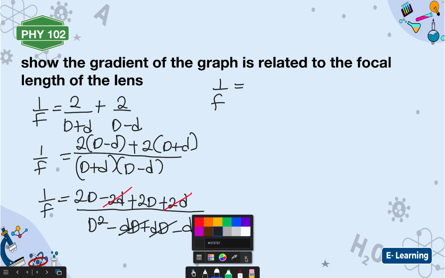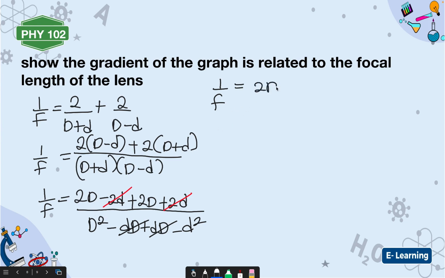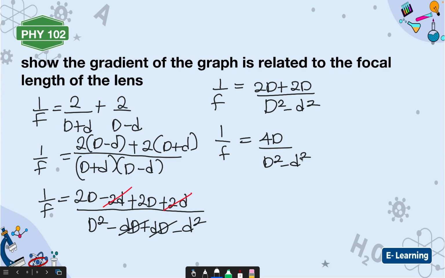Alright? When that happens, what are we going to have now? It's now be 2d plus 2d divided by what? D square minus d square. So 1 over f. 2d plus 2d is what? 4d divided by d square minus d square.